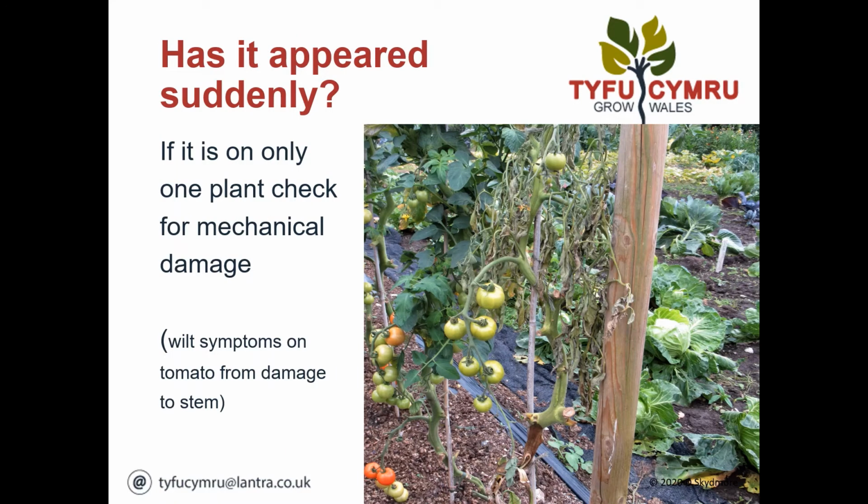So, if it's appeared suddenly, if it's only on one plant, check to see if there's been some kind of mechanical damage. An example here is on a tomato, where part of the stem's been accidentally broken, and that's caused wilting symptoms on the tomato.